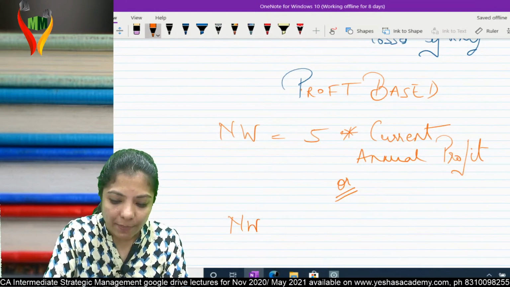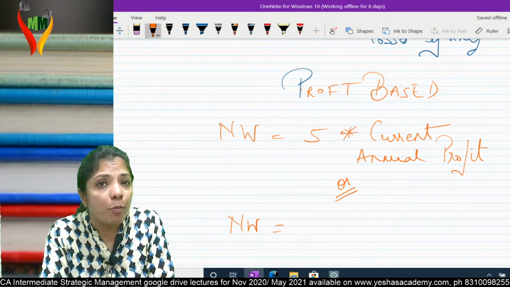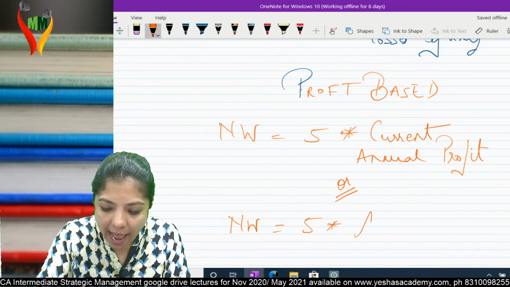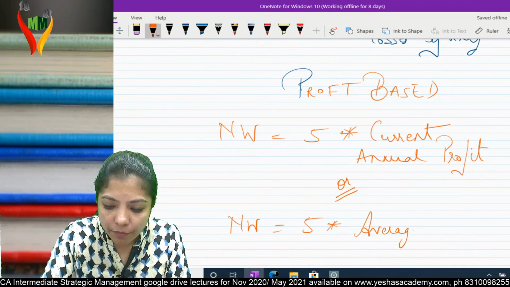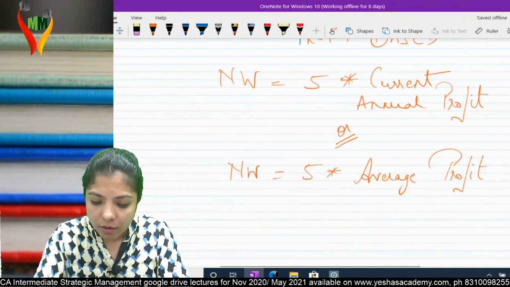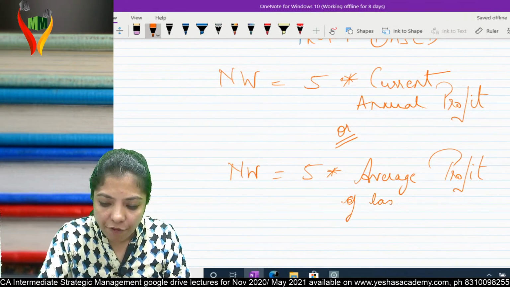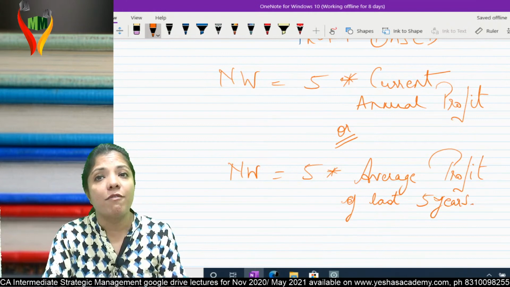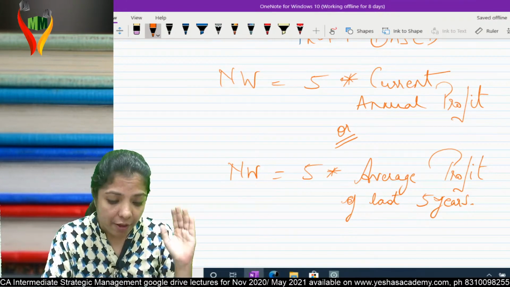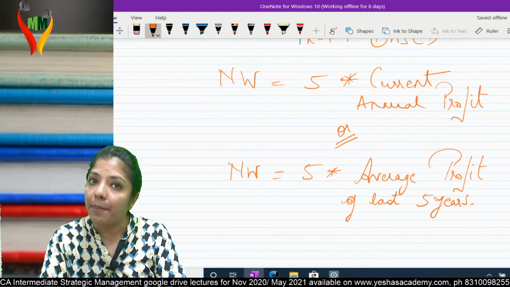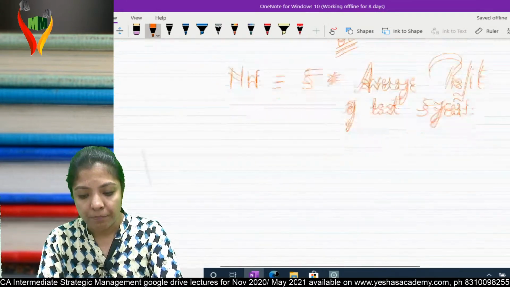Somebody may say, I don't want to take annual profit. Okay, take average. So take 5 times the average profit of last 5 years. Take the average of last 5 years and multiply by 5. 5 is a constant figure. Am I clear? That's a formula. Now the third method.